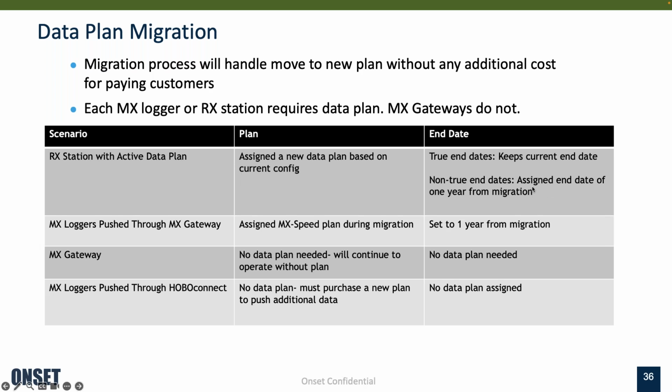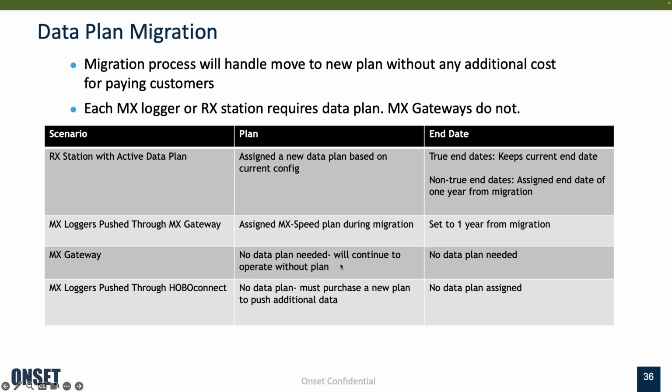If you have a true end date, you're going to keep that end date and renew at your current schedule. And if you happen to have a non-true end date, some of these grandfathered plans, we're going to give you 1 year of complimentary service. So you'll see an end date 1 year from migration. If you have an MX logger that's pushed through a gateway, remember that each of these loggers is going to require a plan, and so we'll do that for you. For each of the loggers that are associated with the gateway, we'll assign the MX speed plan, and you'll get 1 year of service for that logger.